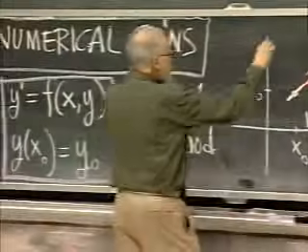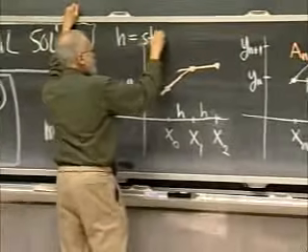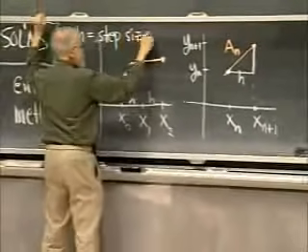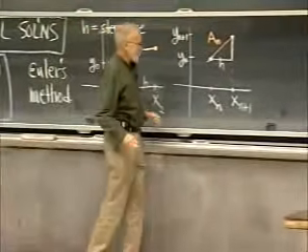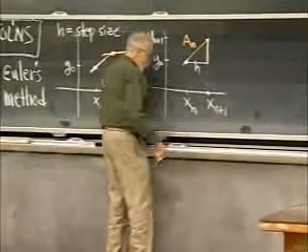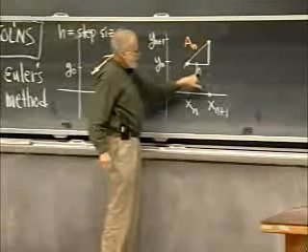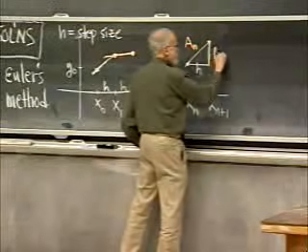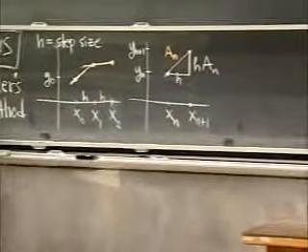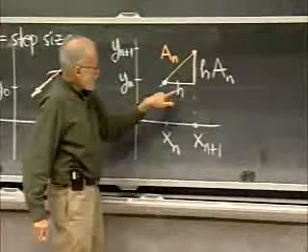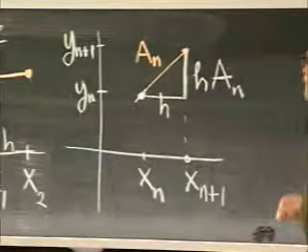H is the step size. Perhaps I better put that up so that you know the word. Step size means the step size on the x-axis, how far you have to go to get from each x to the next one. What's this? Well, if that slope is an and this is h, then this must be h times an, the length of that side, in order that the ratio of the height to this width should be an. And that gives us the method.